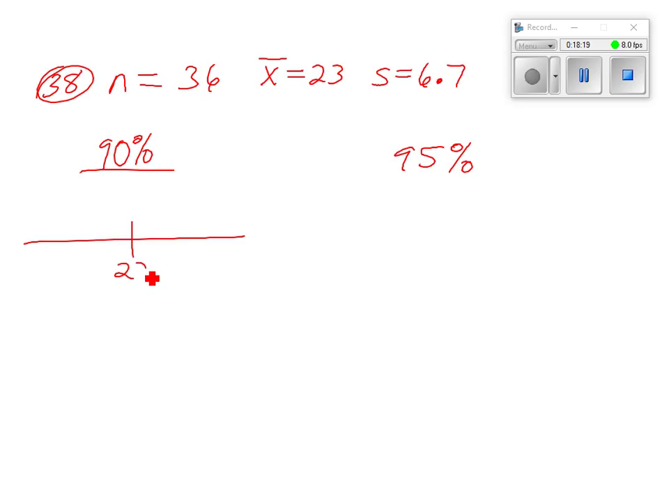I'm going to do this time. Draw the number line instead of putting it in brackets. Do it on your calculator. Somebody tell me what number goes right here. 21.1. So 21.2, let's say. What goes here? 24.8. Anybody else agree with that? Yeah. So we're saying we're 90% confident that for the entire population, the mean of the entire population would fall in that interval.